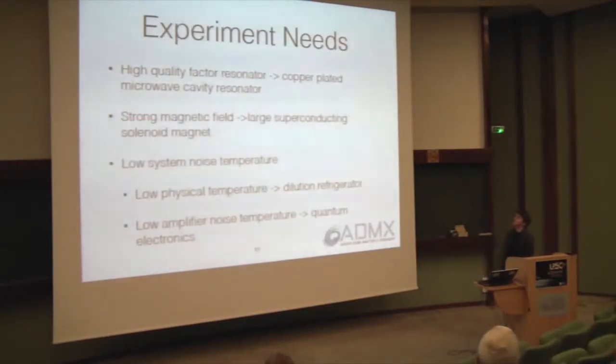So to actually run a haloscope to search for axions, we know that we want a high quality factor resonator, which in our case is a copper OFHC microwave cavity resonator. We have a strong magnetic field from a superconducting solenoid magnet. We want very low system noise temperature, which we accomplish in two ways, primarily. We use a dilution refrigerator for cooling the experiment, and we have quantum-limited amplifiers. And we'll speak about this more in a little bit.